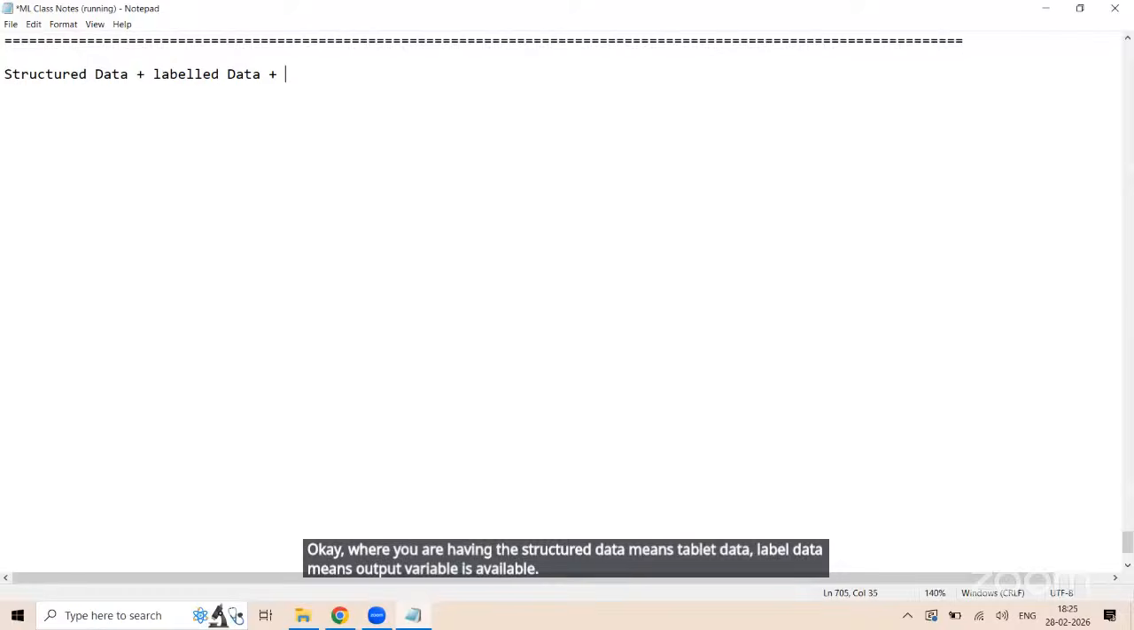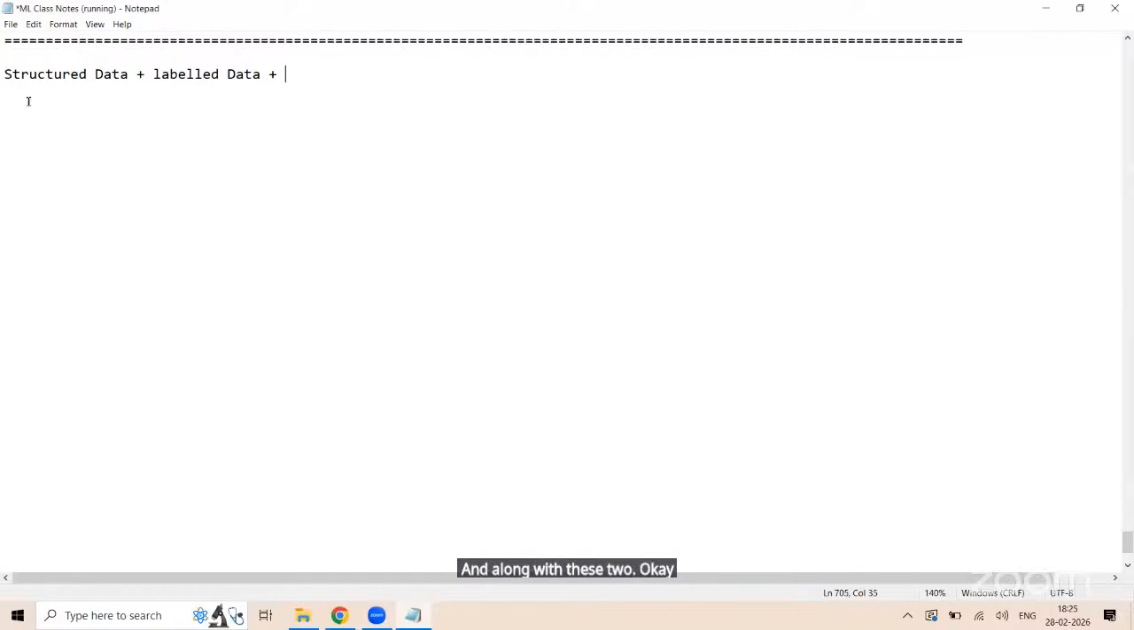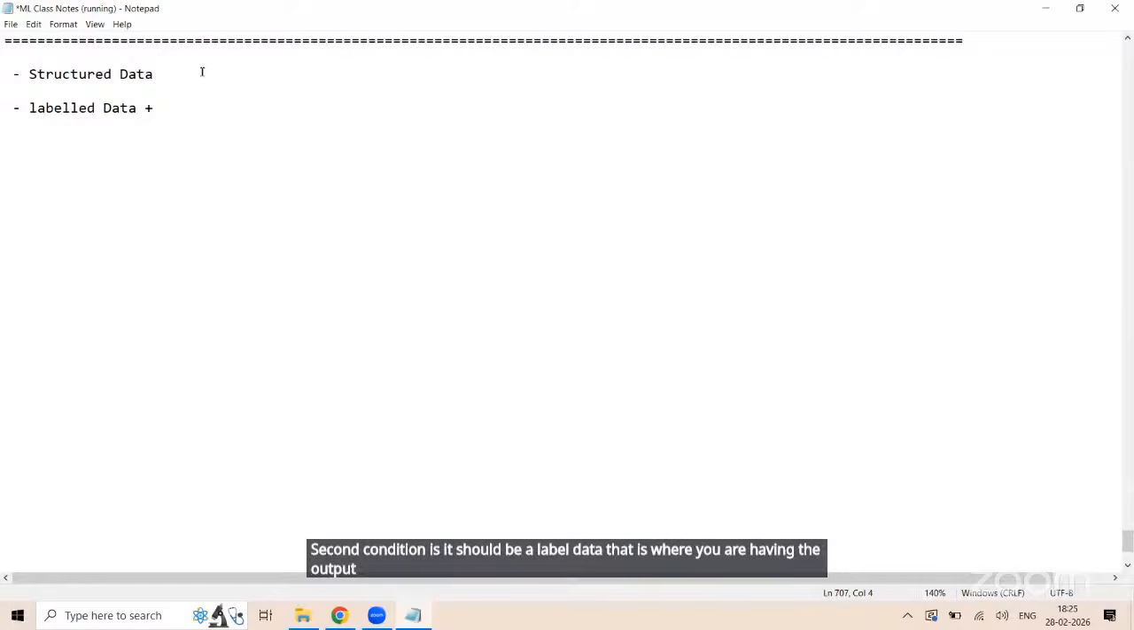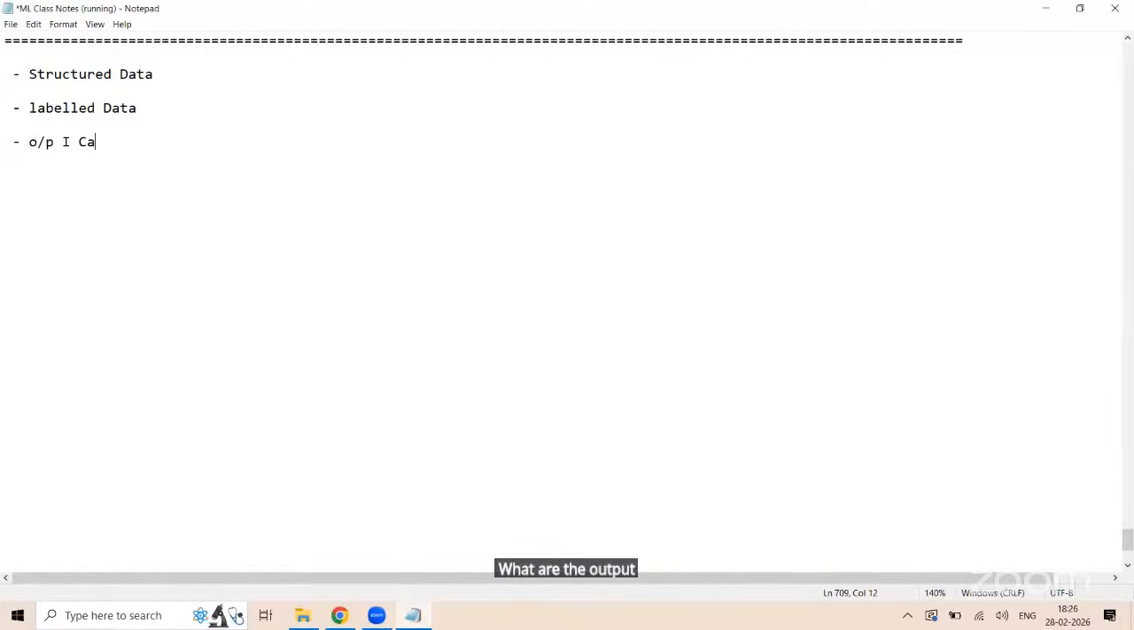Along with these two, the first condition is it should be structured data. The second condition is it should be labeled data, that is, where the output variable is available. And the third one is, if the output is categorical, that is nothing but text, then it is called classification.